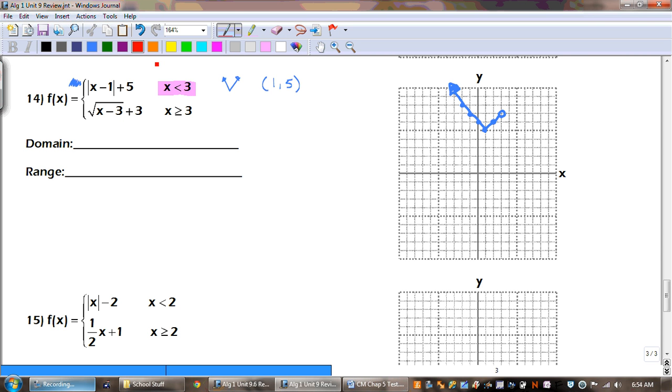All right, what about the bottom? Well, that's a square root. Good. So is there a reflection? Nope. So it's going to be going up and to the right.